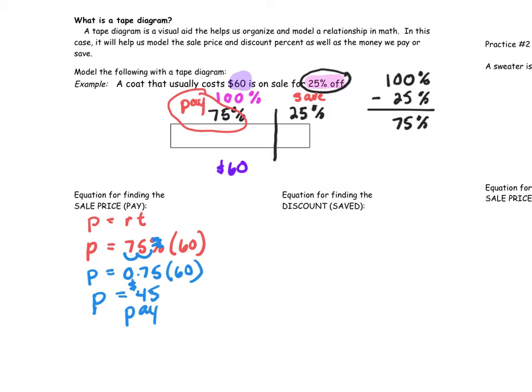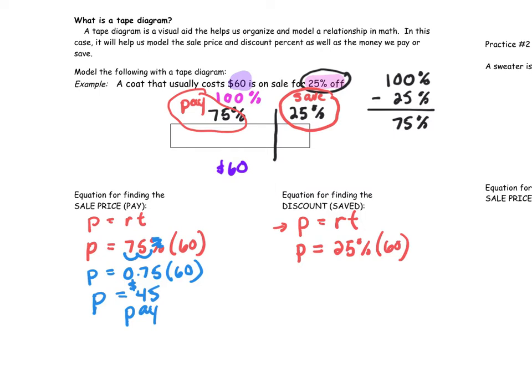So now, if we were asked, how much will you save? Well, we're going to use the save percent. So our equation would be the same basic equation of part equals rate times total, but this time the part that we're being asked to find is how much we would save. So we would use for the rate, the percentage rate, 25% times the total of $60. That's going to tell us how much we would save, the discount amount.